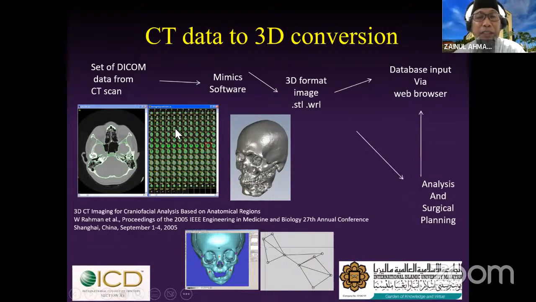For example, if you have a CT scan of a full skull, this is a reconstruction of a full skull from DICOM format data from the CT scan, and you have to transfer that to STL or WRL, and then you can put it in a machine for 3D printing, and therefore you can print that data for any work that you want to do for your medical purposes.